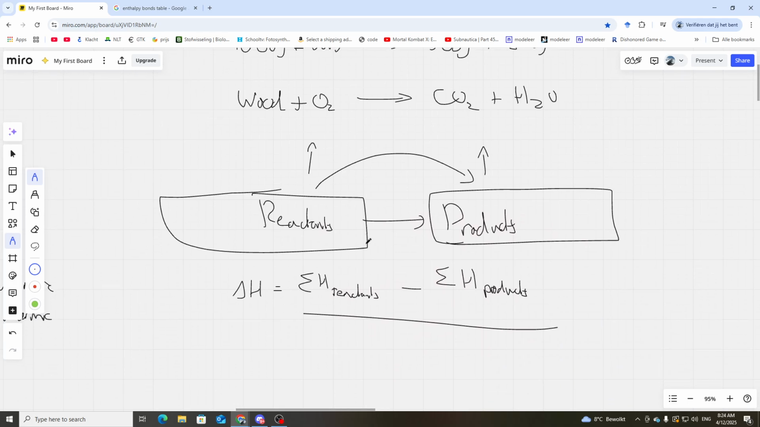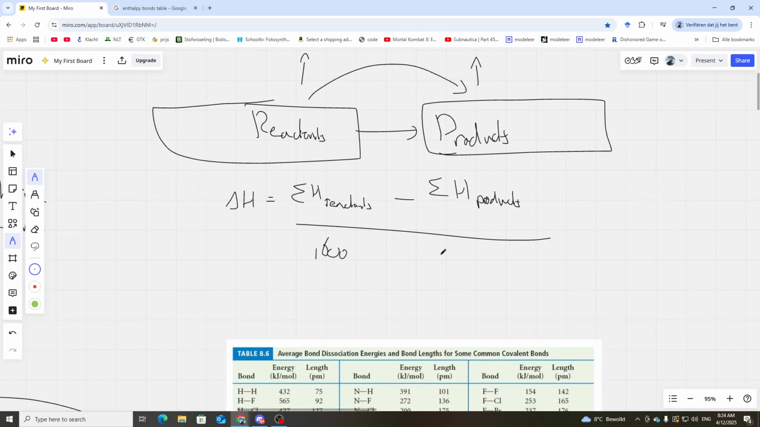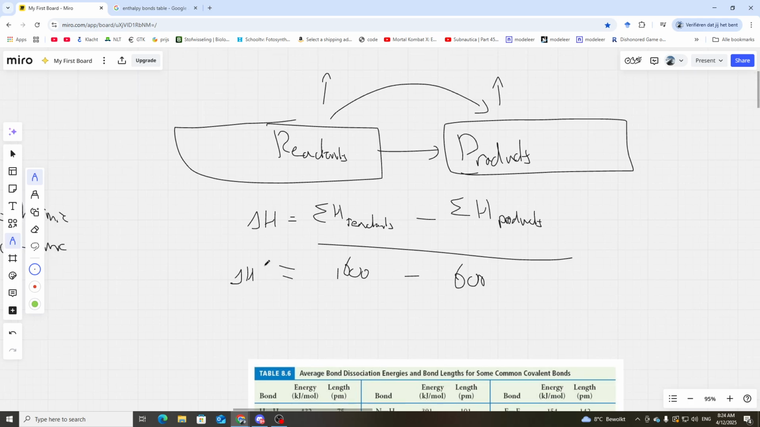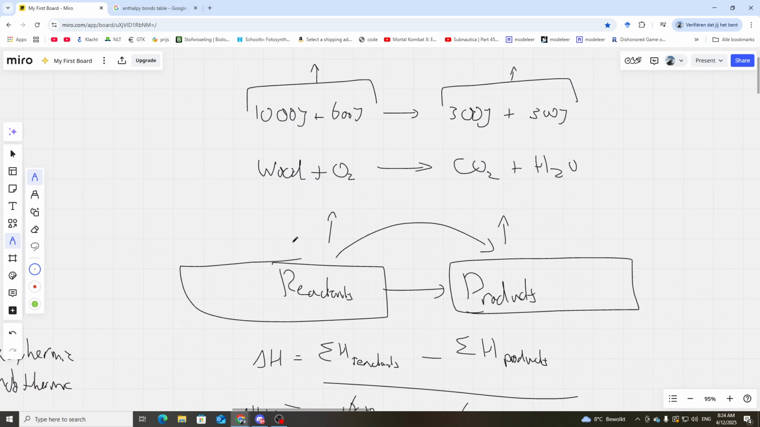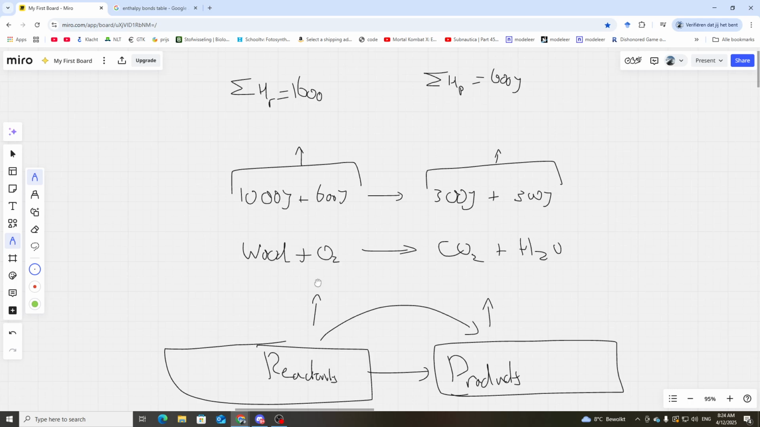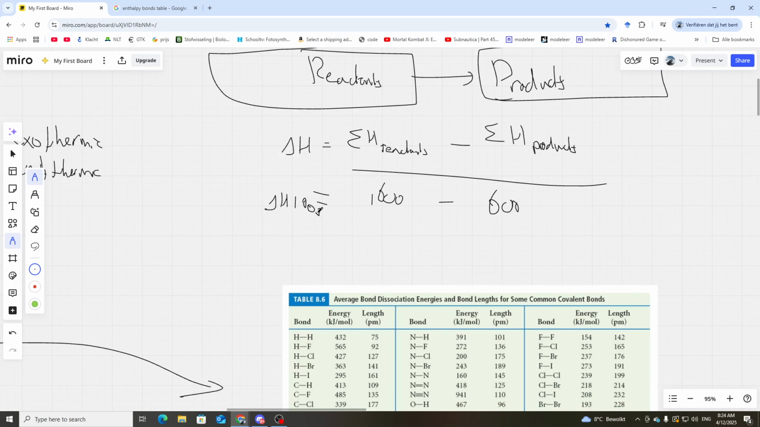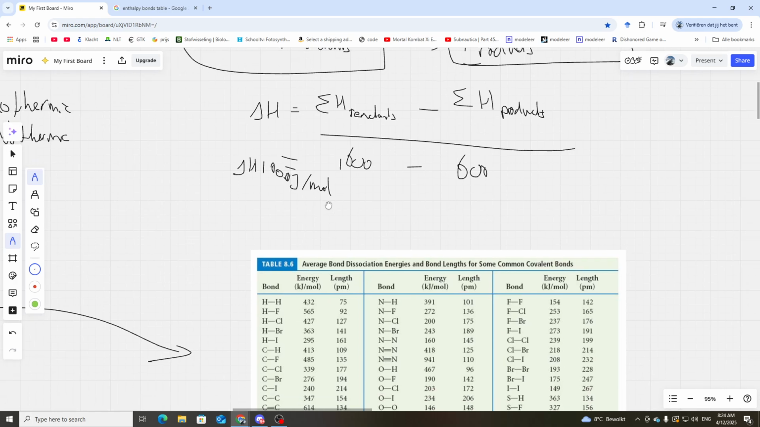Okay, so I have my H reactants, which was 1,600, and I have my H products, which was 600. What can I do now? I subtract the two. So 1,600 minus 600, my delta enthalpy is going to be 1,000. Yeah? Are those values correct? Probably not. But okay, this is just an example, right? Cool. That is how you would calculate it. 1,000 joule per mole. Cool.